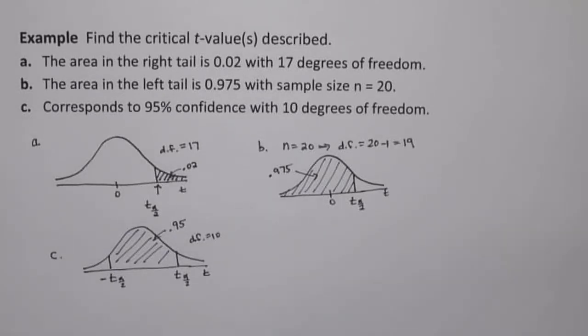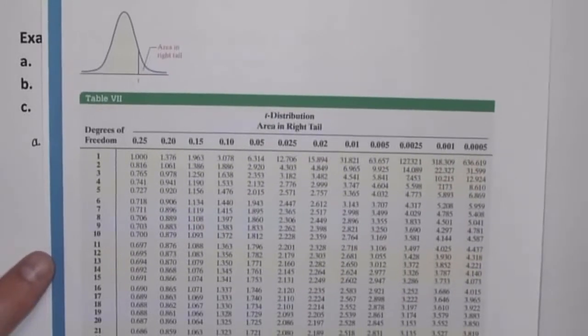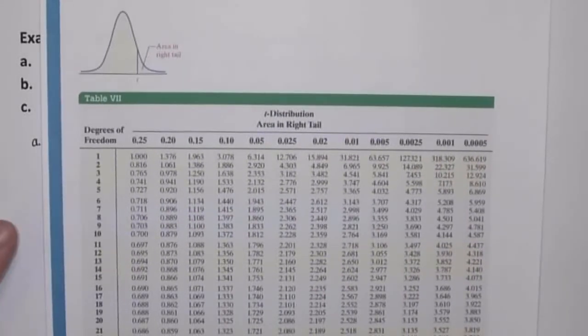Well, how am I going to go about finding these critical values? We have three different ways that we can do this. We can use the student's t-distribution table that's provided for us in the appendix of our textbook. We can use a TI-84 calculator, and we can use StatCrunch. So I'm going to show you each of those. First of all, let's take a look at the student t-distribution table that's provided in the appendix of our book. So that is this.